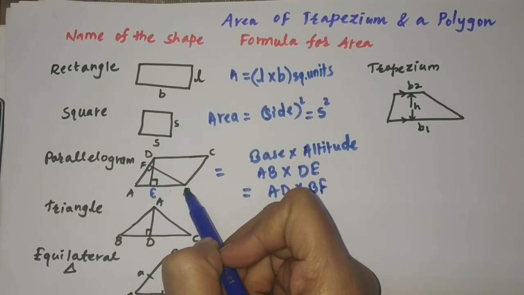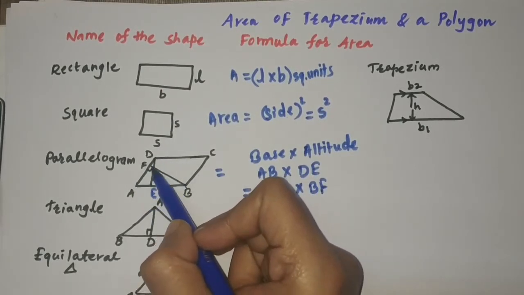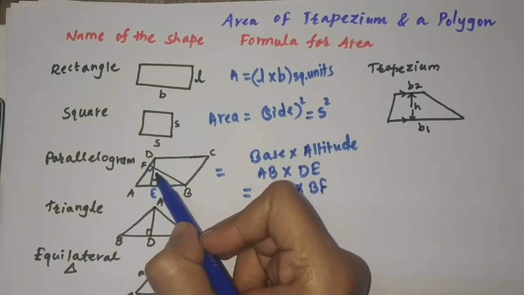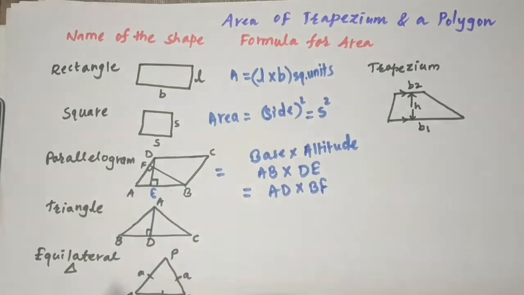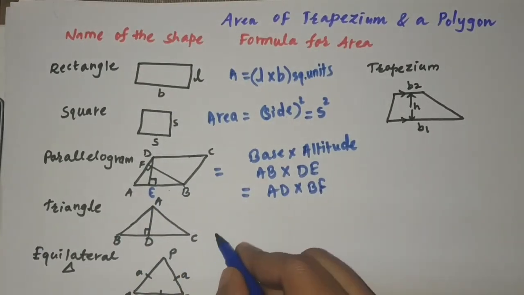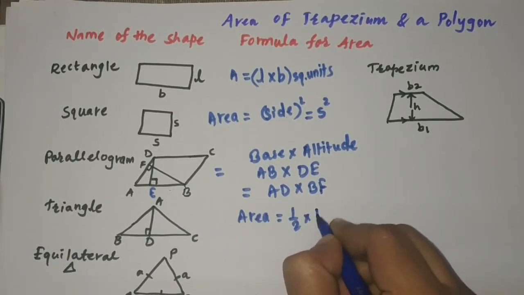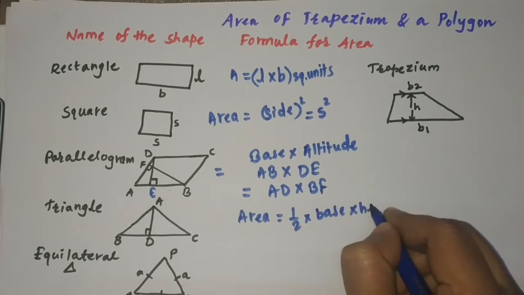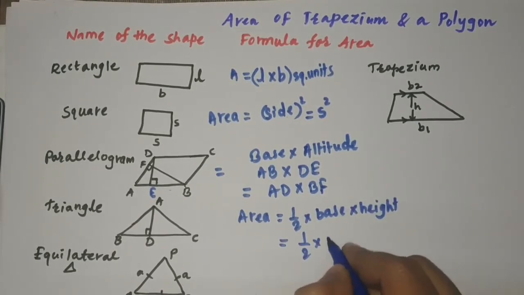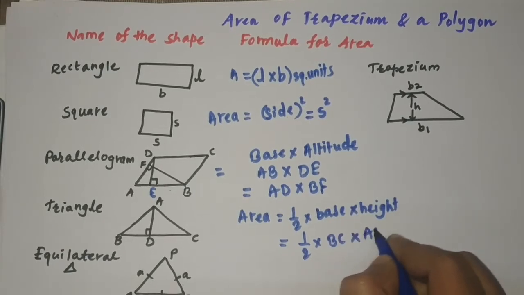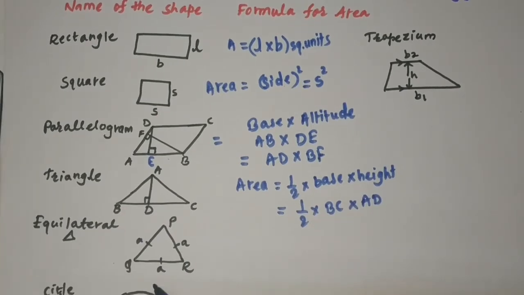Here the altitude is a line segment drawn from a vertex to the opposite side at 90 degrees. So if BF is the altitude, then AD is its base. And if DE is its altitude, then AB is its base. Then the next is the triangle. A triangle's area is equal to 1/2 base into height. So here 1/2, the base is BC and the height is AD.